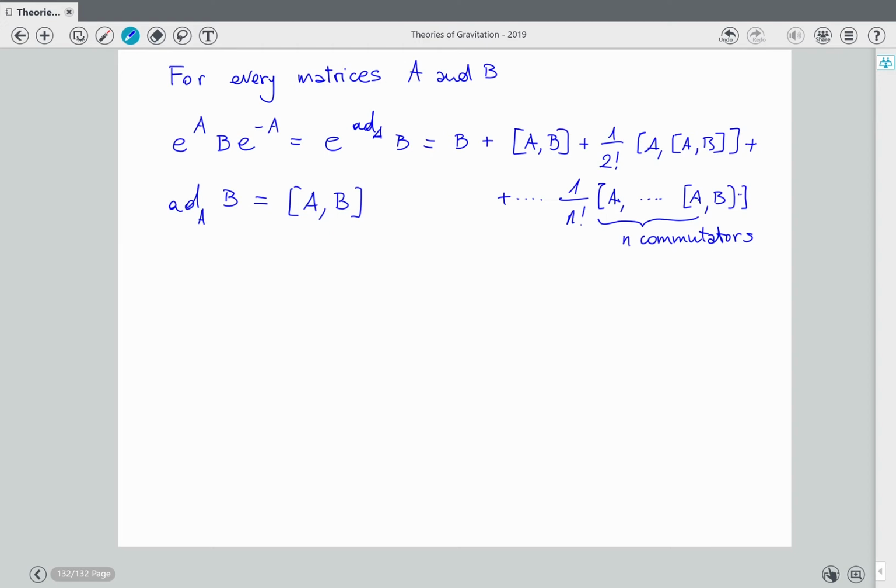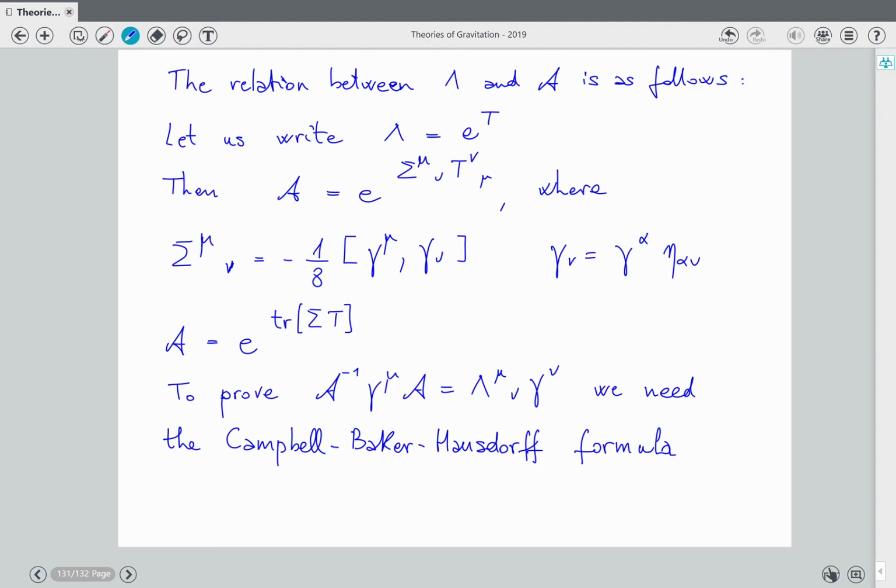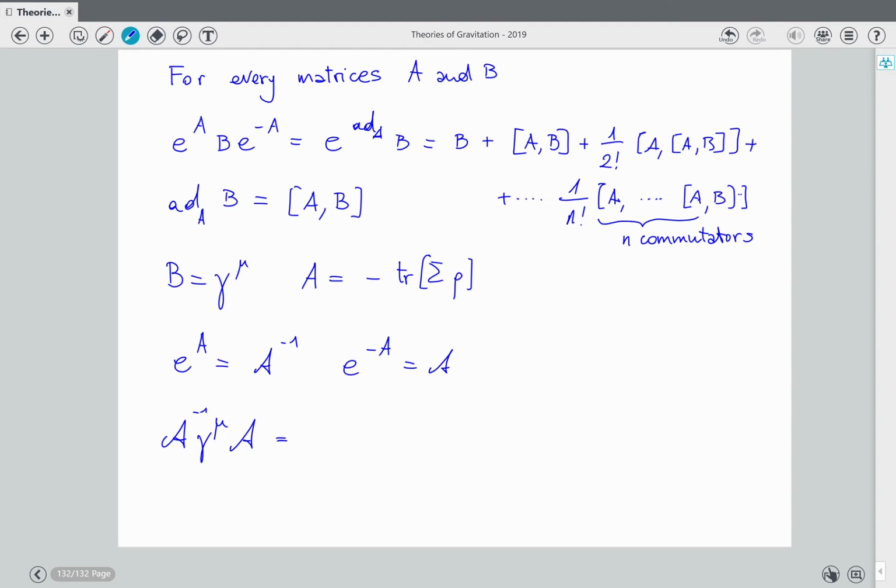You have to use this and another identity, so you choose B equal gamma mu and A equal to minus the trace of sigma rho, because in that case e to the A is equal to curly A minus 1, e to the minus A is equal to curly A, so you have curly A gamma mu curly A to the minus 1, which is equal to B plus all those commutators, so gamma mu plus the commutator with A.